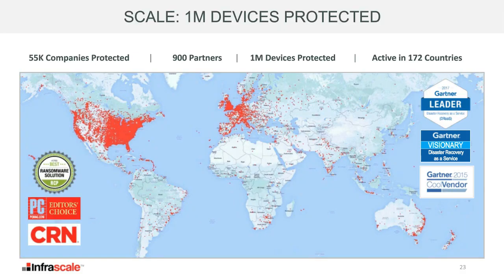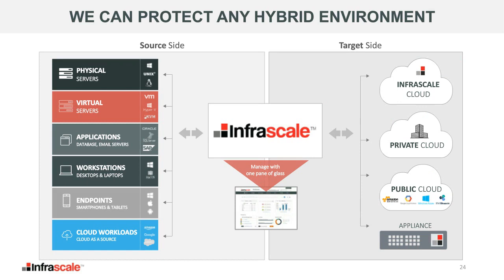We have over 1 million devices protected. So here's a little heat map of where we're protecting information all over the place. And again, the full business solution. So whether it's a hybrid environment, physical, virtual, Linux, Windows, Mac, we can protect everything on site, and then we can replicate either to our cloud, your cloud, or some other public cloud.